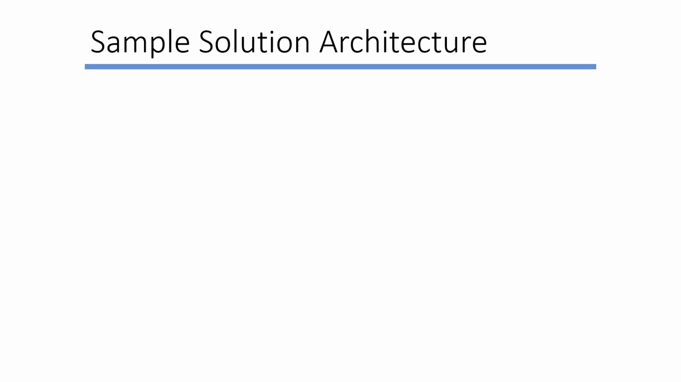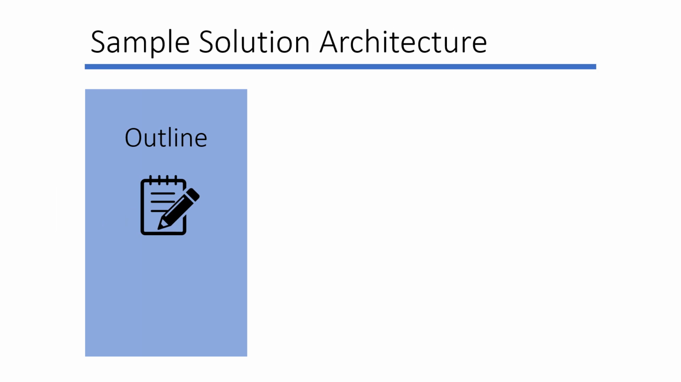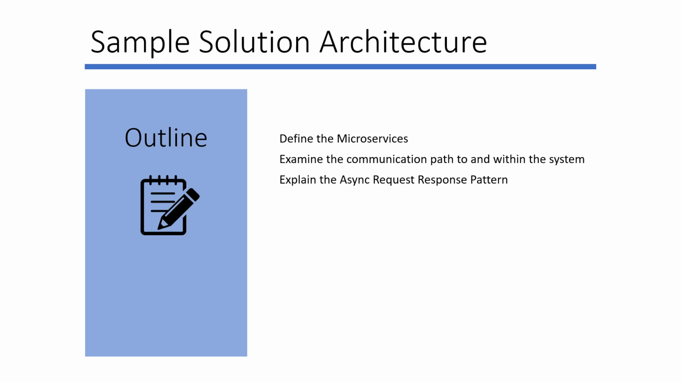In this section, we will go over the architecture of the software system we will build to showcase PaaS microservices. First, we will define the microservices. Then we will examine the communication path to and within the system. We will explain the async request response pattern and why we will use it. And finally, we will identify the Azure PaaS types we will use to develop our microservices.